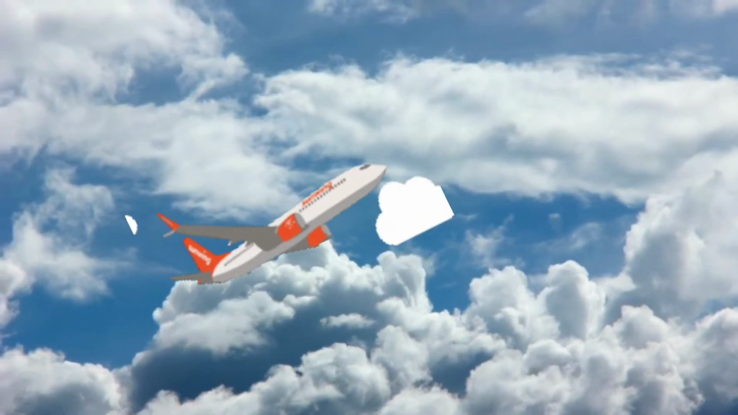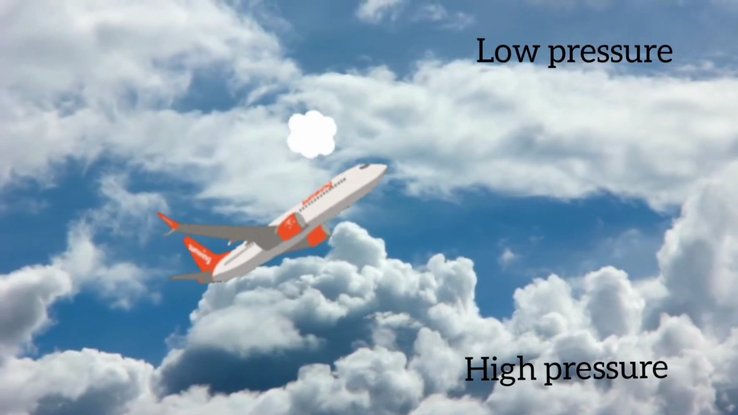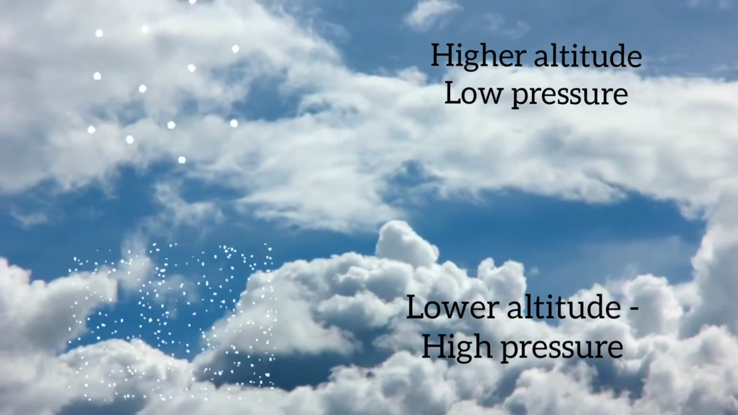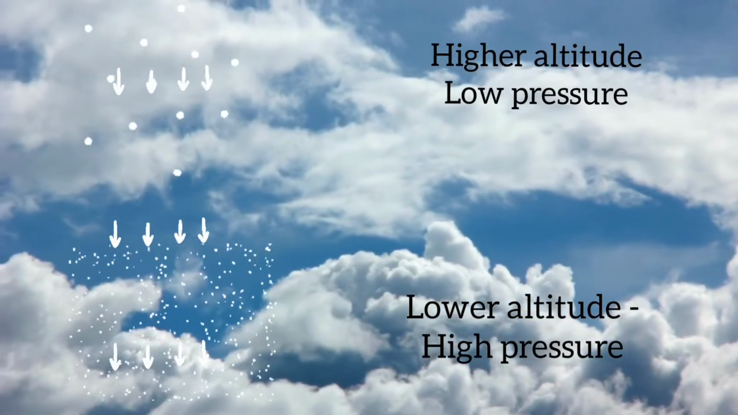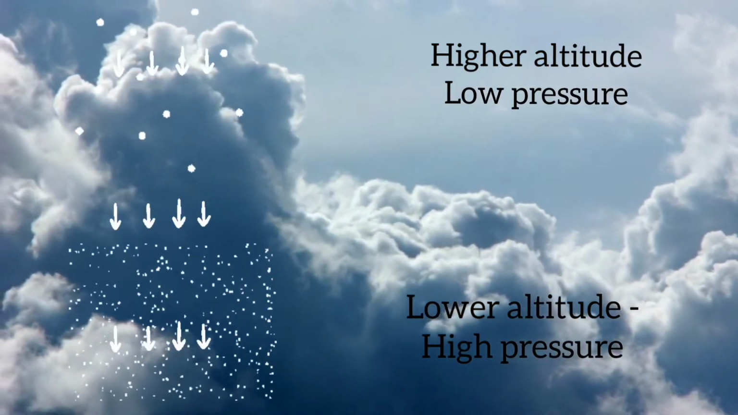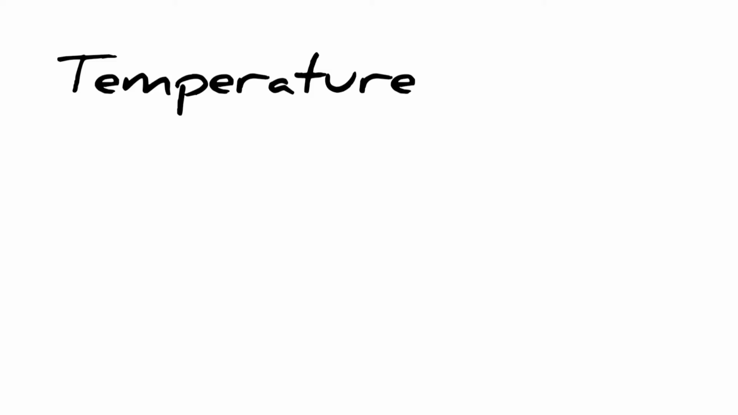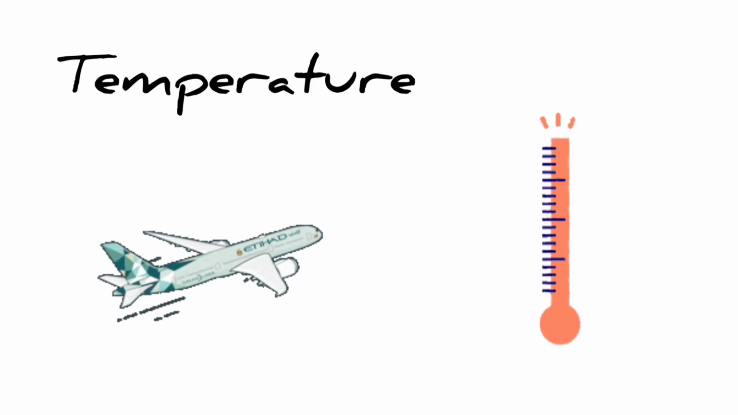As we go higher in altitude, the atmospheric pressure decreases because the weight exerted by the air above that surface will be reduced as we move higher. Now we'll take a look at the variation of temperature along the altitude.